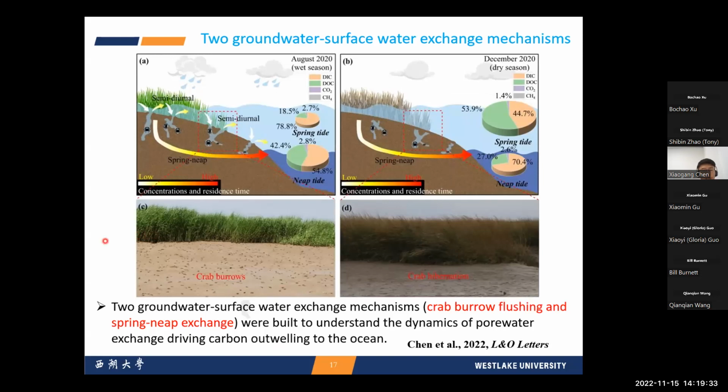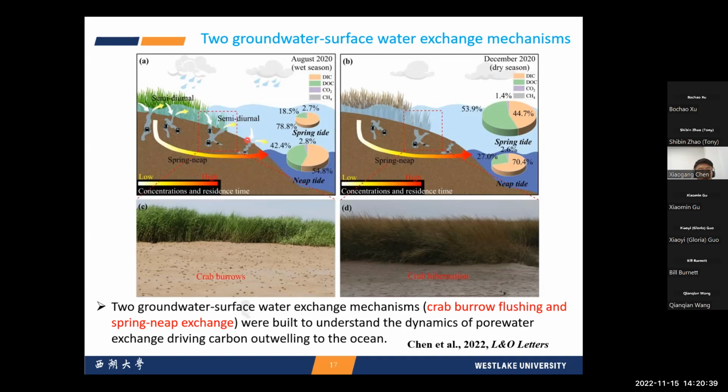So based on our observation results, we built two groundwater surface water exchange mechanisms, including the crab burrow flushing and the spring neap exchange. For the semi-diurnal time scale, the flushing of the crab burrow leads to higher carbon concentrations at low tides and lower carbon concentrations at high tides. And for the spring neap exchange, at spring neap time scales, the older groundwater enriched in carbon seeps into the tidal creek as the tidal amplitude decreases. So this leads to higher carbon concentrations during the neap tides and lower carbon concentrations during the spring tide.